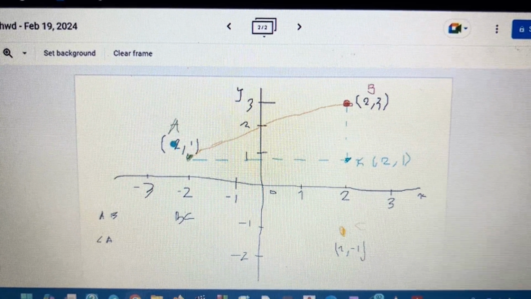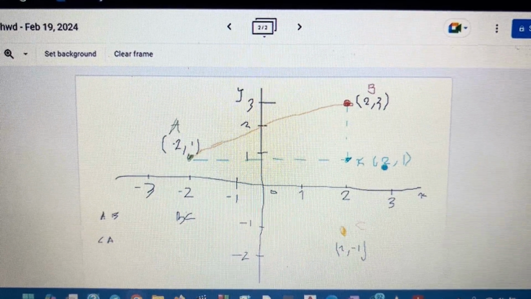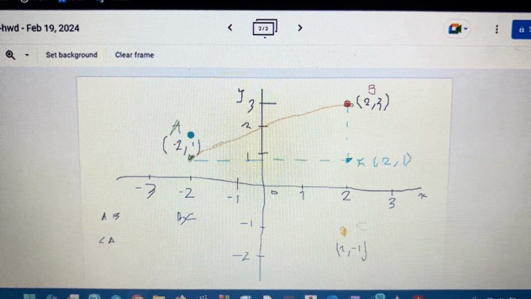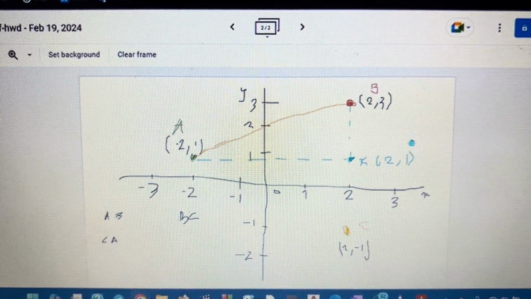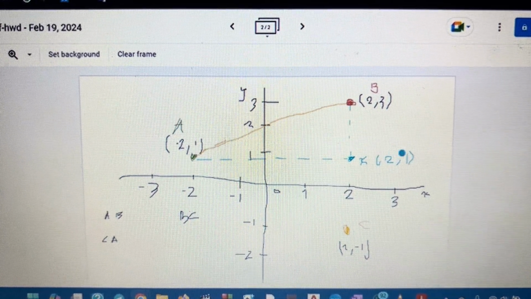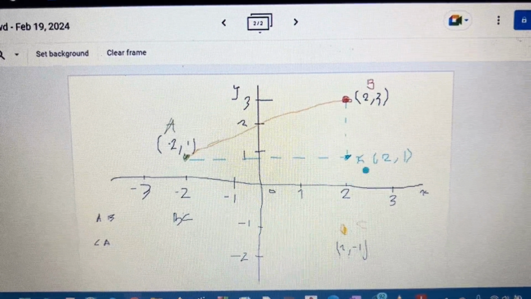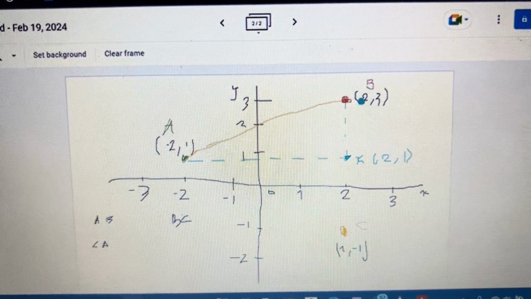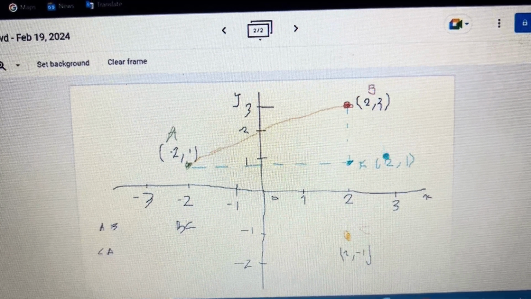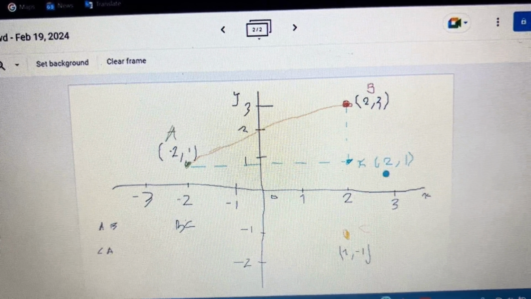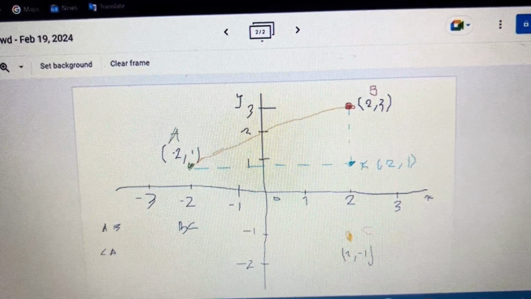So if you can see here, the change is in the x. So we subtract the x coordinates. There's no change in the y, so we only take the x coordinates. We do our subtraction, that will be our distance. And when we look at point B and point X, we see that there's no change in the x coordinates, but there's change in the y coordinates.